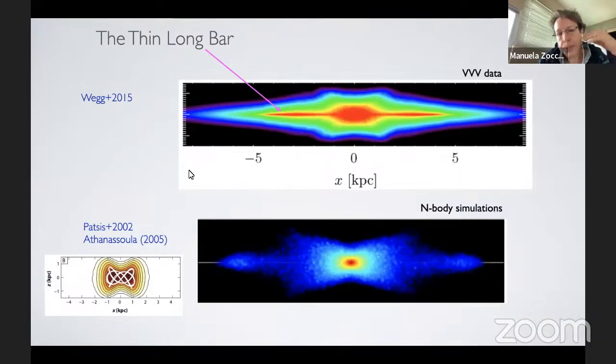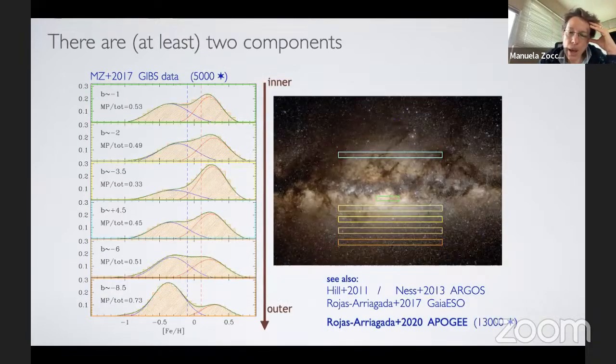We really know that this kind of structure forms from the disk, spontaneously, just in N-body models. However, of course, it's not so simple, otherwise we would understand everything about how the bulge formed. It turns out that if we make the metallicity distribution of stars in our bulge at different heights from the galactic plane, we see that this metallicity distribution is everywhere bimodal.